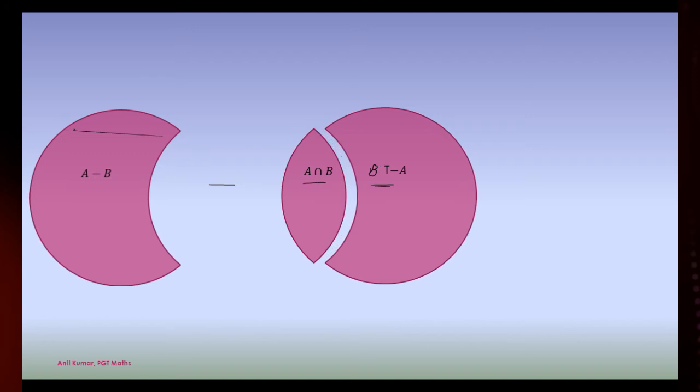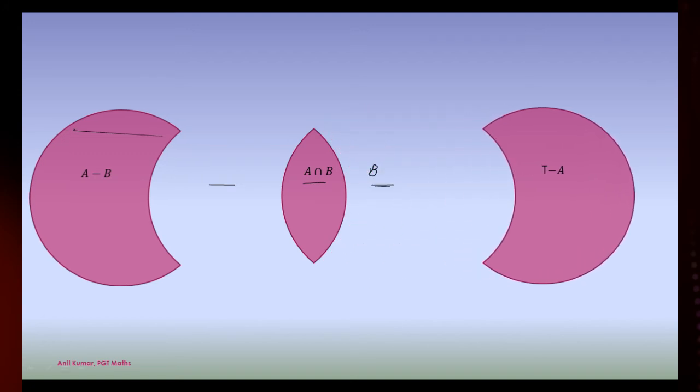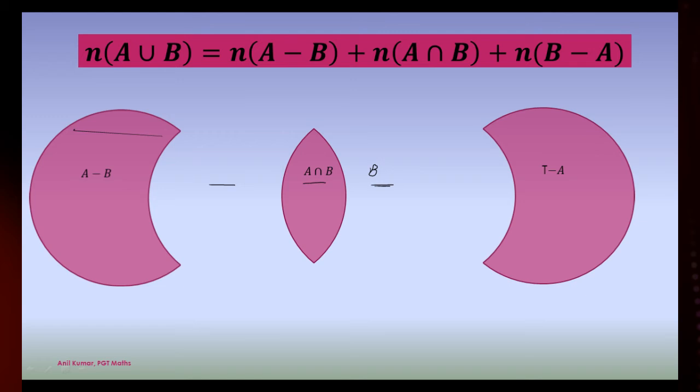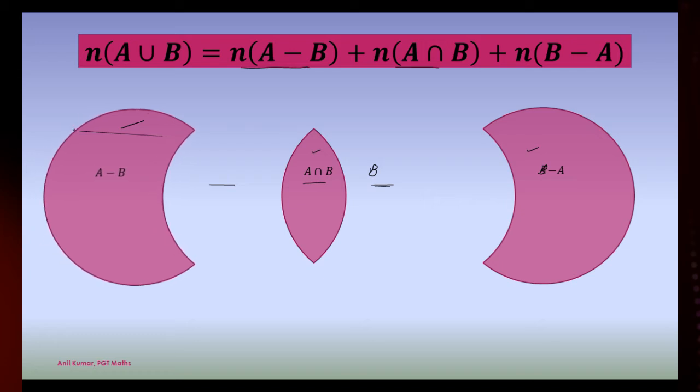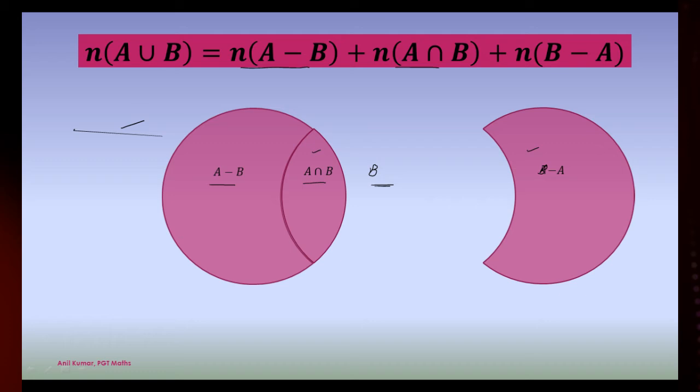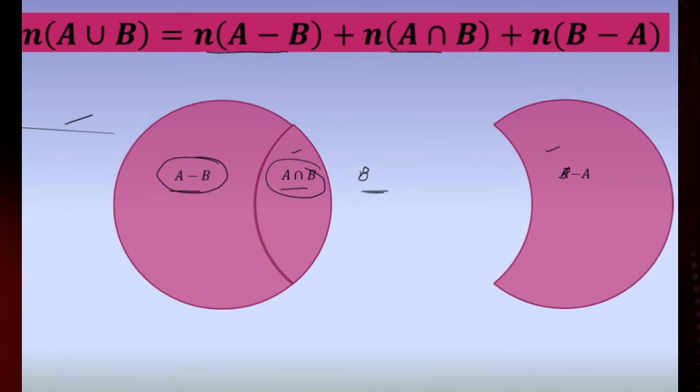So this is A minus B, B minus A, and this is A intersection B. If I have to find the number of elements in A union B, it is the number of elements in A minus B, plus the number in A intersection B, plus the number in B minus A. That's how I can find A union B. There is another method. If I add A minus B and A intersection B, I'll get the number of elements in A. Then I have the number of elements in B minus A.